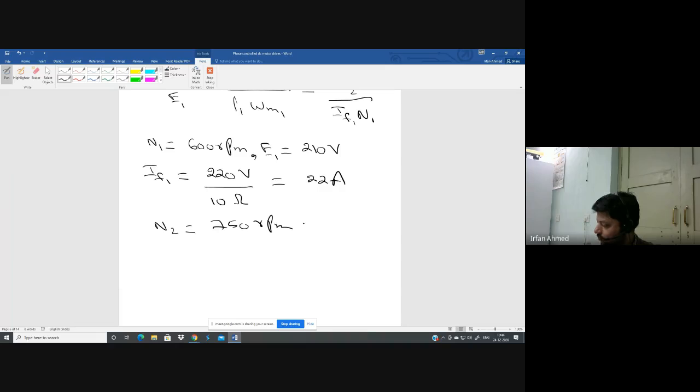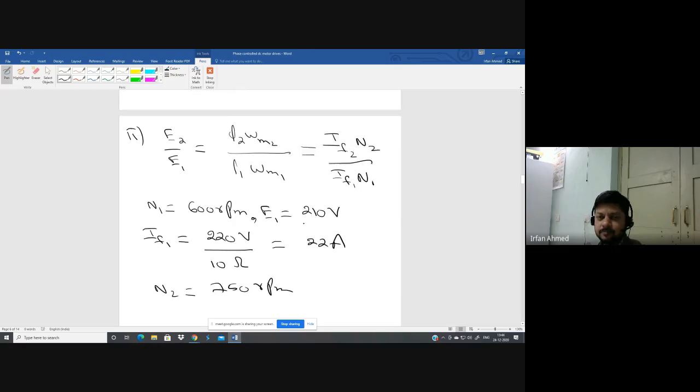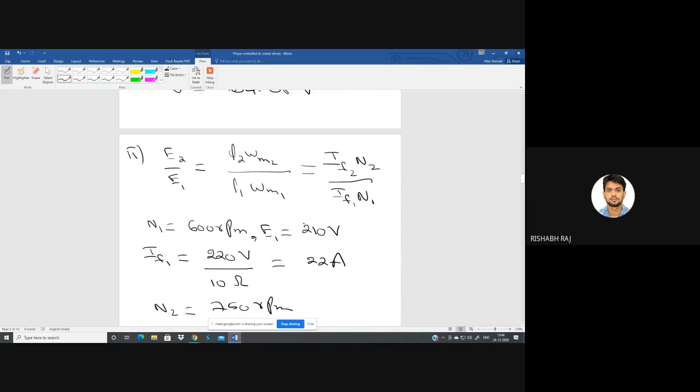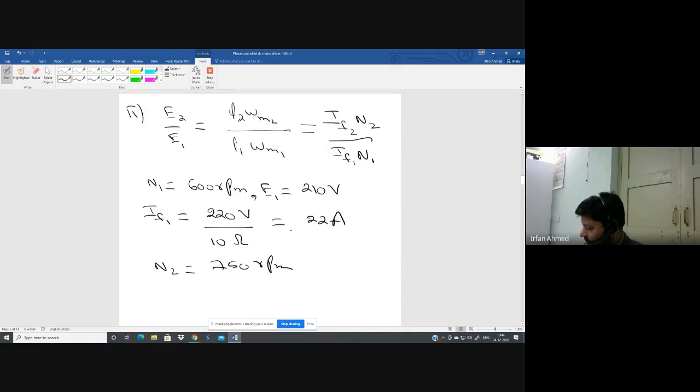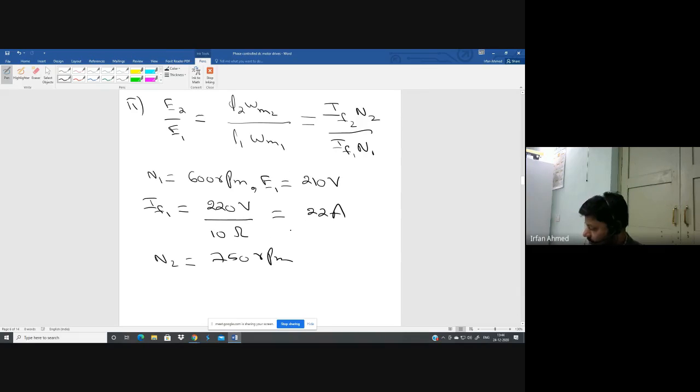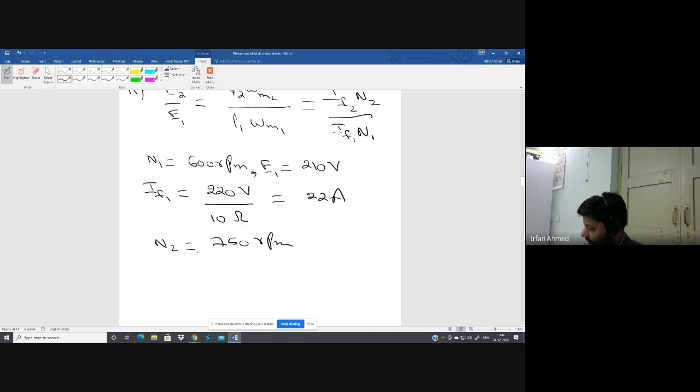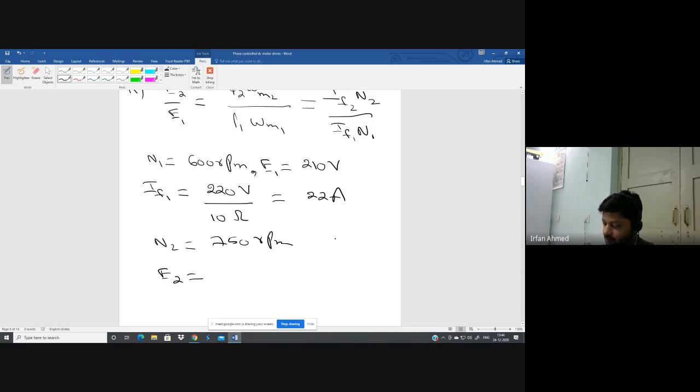Do we know IF2? No, sir. We also don't know E2. Okay? So there are two unknowns in this equation. So we can find out E2. And if you substitute all the other values, you will get E2 is equal to 11.9318 times IF2. Okay? We take this as equation number 1.